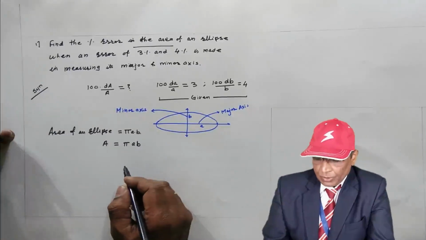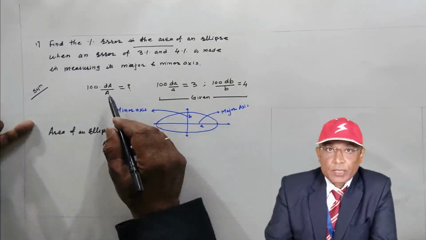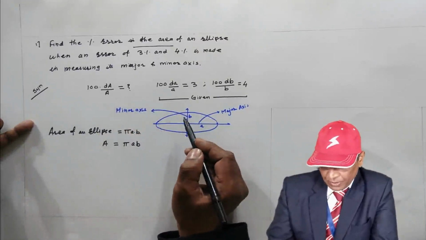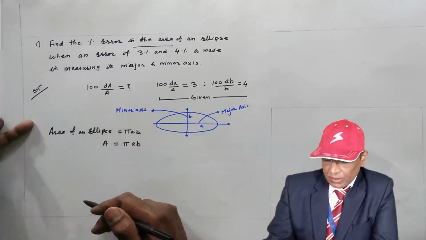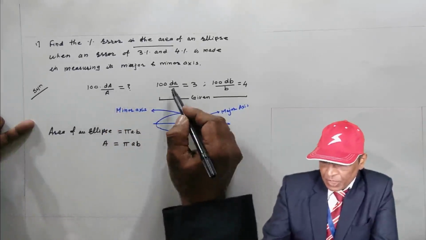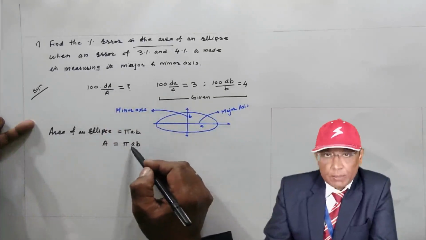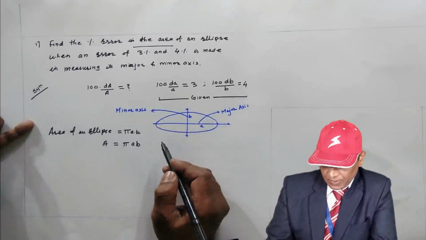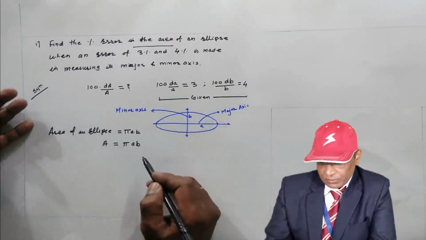Now I have to calculate the percentage error in the area of an ellipse, so I have to take the derivative. Here there are 3 variables: capital A, the area, is a variable; small a, the major axis length, is a variable; and small b, the minor axis length, is a variable. Now I have to take the derivative.